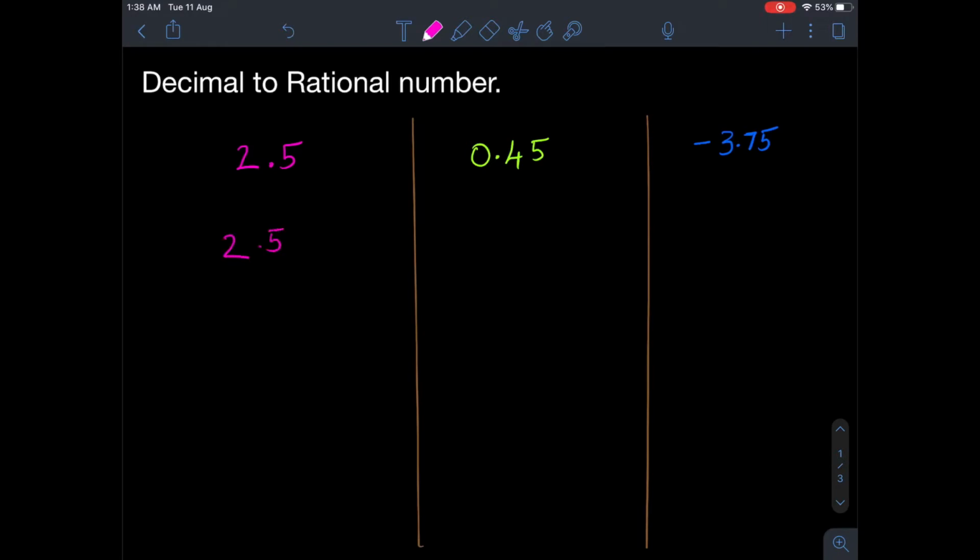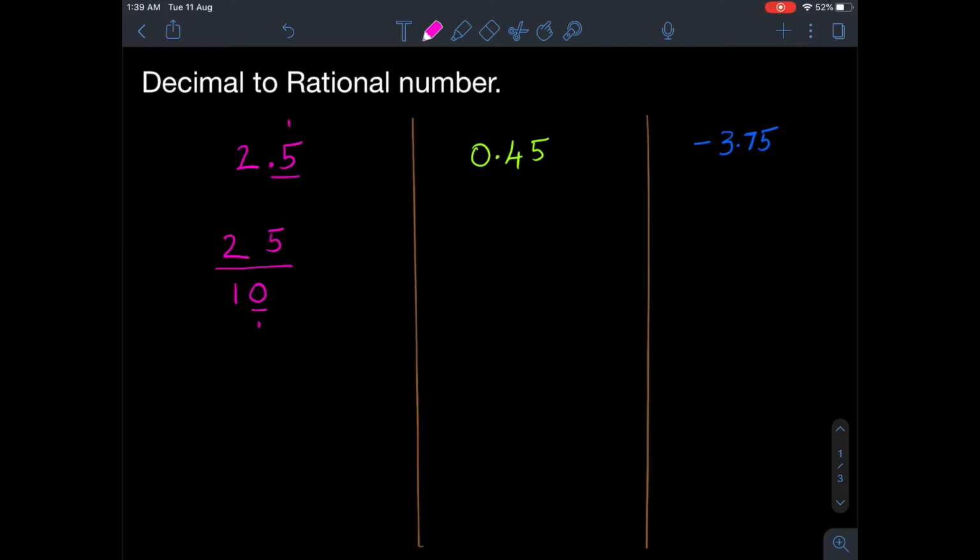So when I have 2.5, what I'll do is I'll just remove the decimal point, and then in the denominator, I'll write 1 followed by as many zeros as there are digits after the decimal point. There's one digit after the decimal point, so I'll be writing 10.